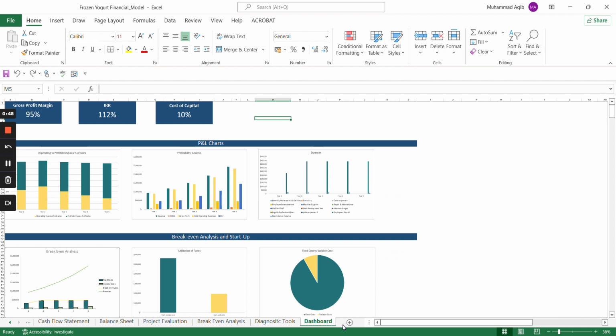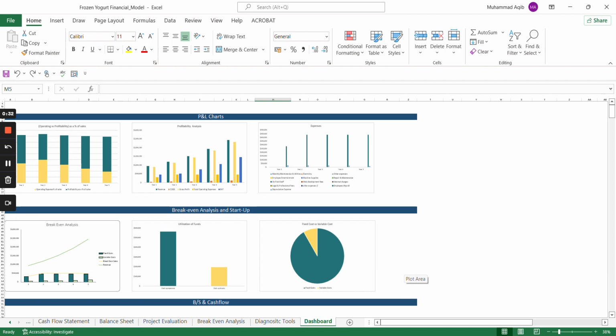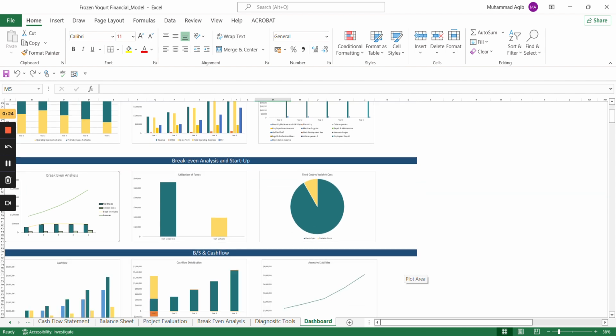Lastly, dashboard allows the business to have a visual representation in form of charts, pie charts, and bar graphs in order to compare and evaluate businesses' performances in different aspects, such as profit and loss, break-even analysis, and balance sheet. These can be further broken up into utilization of funds, break-even analysis, fixed cost versus variable costs, etc.